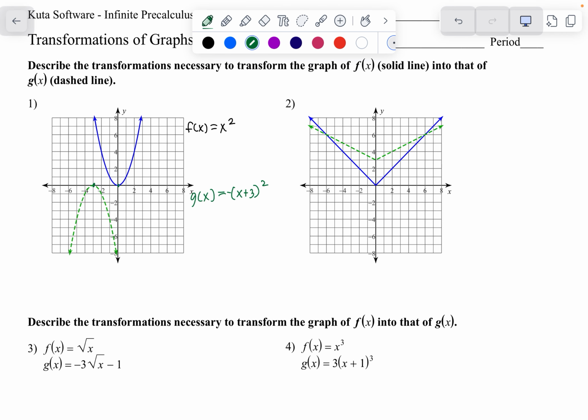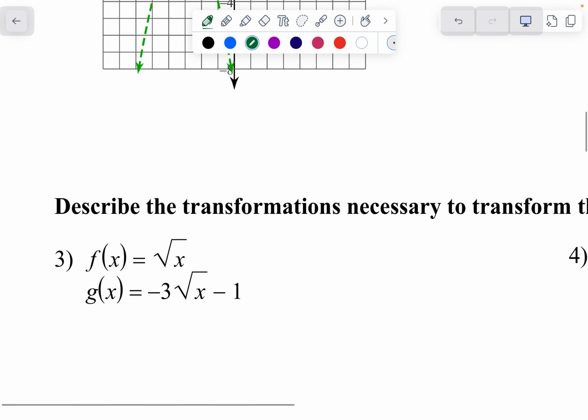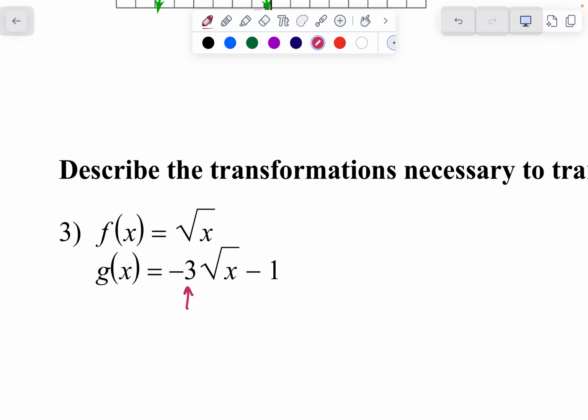Let's talk about number 3. It says, describe the transformation necessary to transform the graph of f of x into g of x. So work your way from the inside out, kind of like order of operations in a way. If you look, this negative 3 is going to flip it and stretch it. If it is on the outside, it flips it technically across the x-axis, so it flips it down. The stretch is going to be a stretch away from the x-axis, so it will look higher, okay?